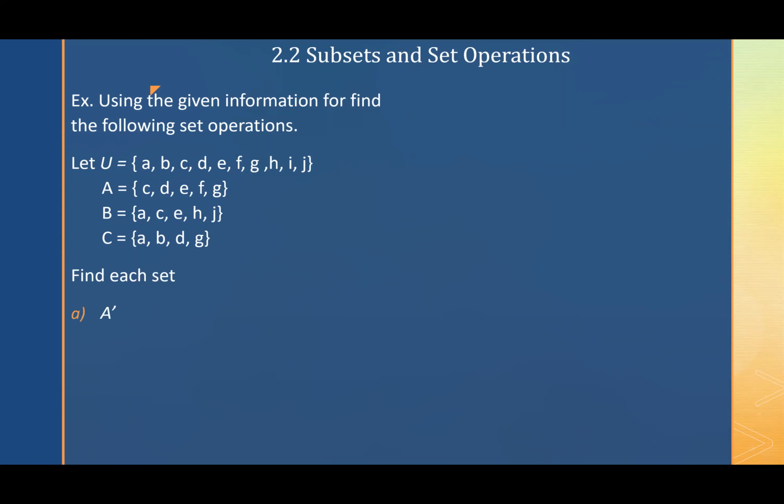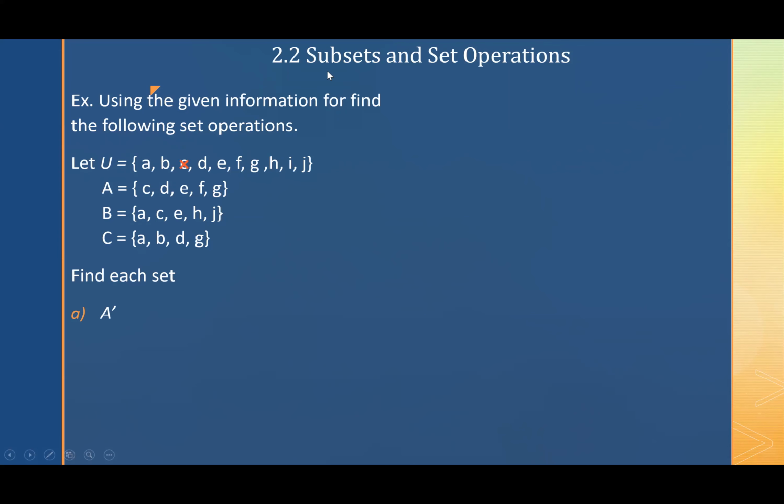And what they ask you is to find A prime. So if you look at this, how can you find A prime? One thing about A prime is that it is basically the complement of A. This is why I tell my students that to find A prime, whatever is in A, throw it away. Whatever is in A, you don't want it. Give me whatever is left from the universe.